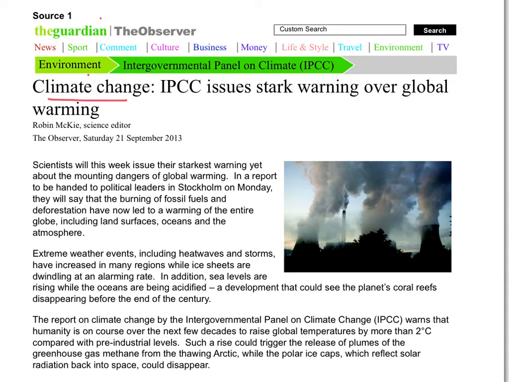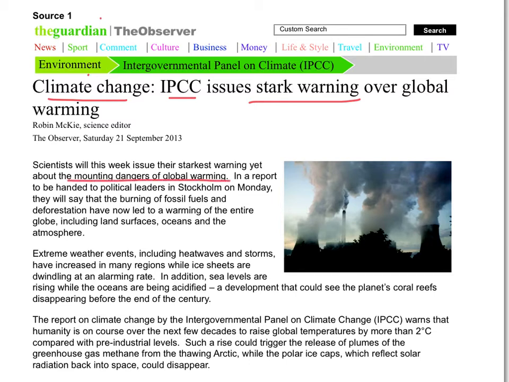But what we understand is that this is about climate change, and there's a problem because this group of people are giving us a warning. So we read and we start to make points straight away. So I'm thinking, what do I understand from this first paragraph? Scientists will this week issue their starkest warning yet about the mounting dangers of global warming.